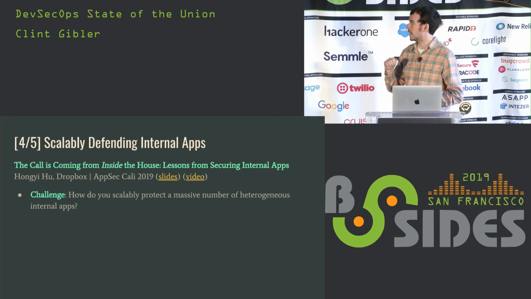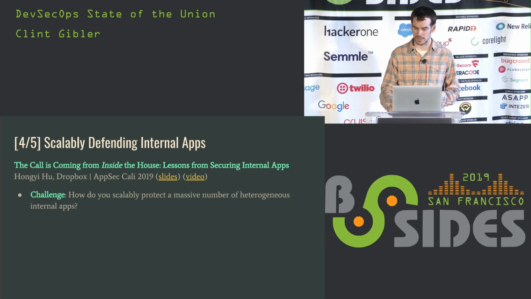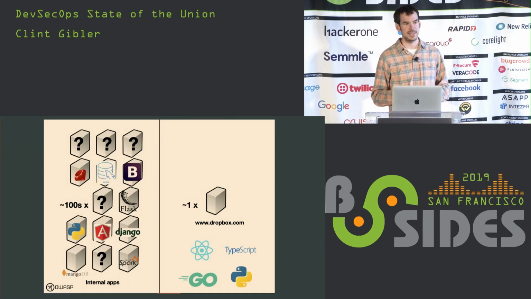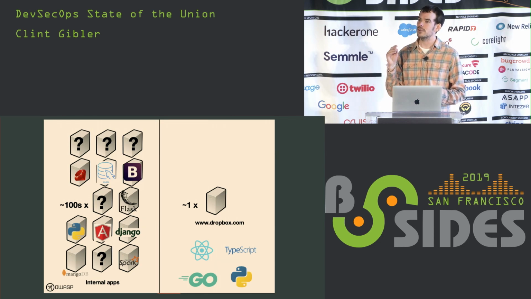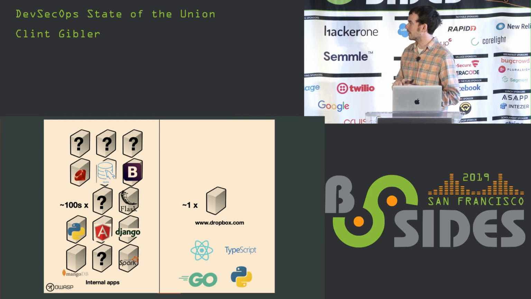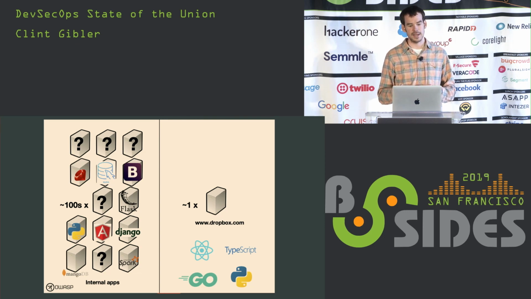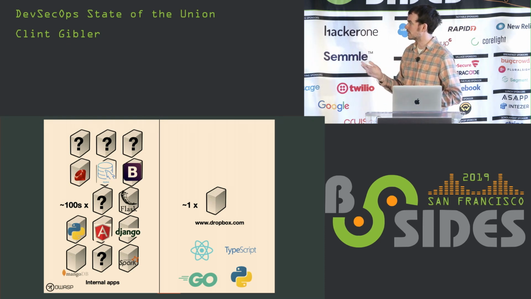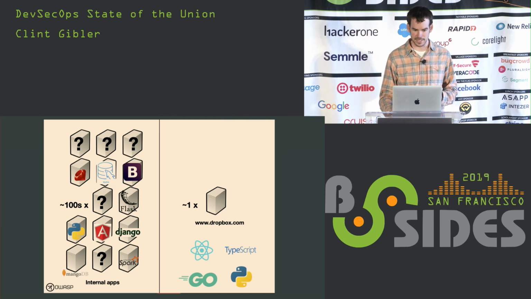OK, so next talk. This is from Hongyi Hu of Dropbox. The idea here is how do you scalably protect a massive number of heterogeneous internal apps? For most companies, you have one or a handful of public-facing applications, say like Dropbox.com, that has a very well-defined tech stack. The security team has put a lot of time into hardening it, making nice secure wrapper libraries, making nice tooling. So this is like locked down. But for internal applications, that is things that are not externally facing, oftentimes developers can use whatever they want. So there's hundreds of frameworks and libraries, and it's difficult to sort of scale your efforts there.